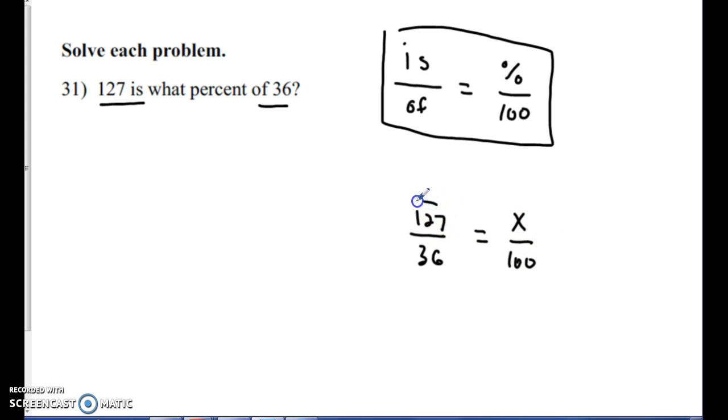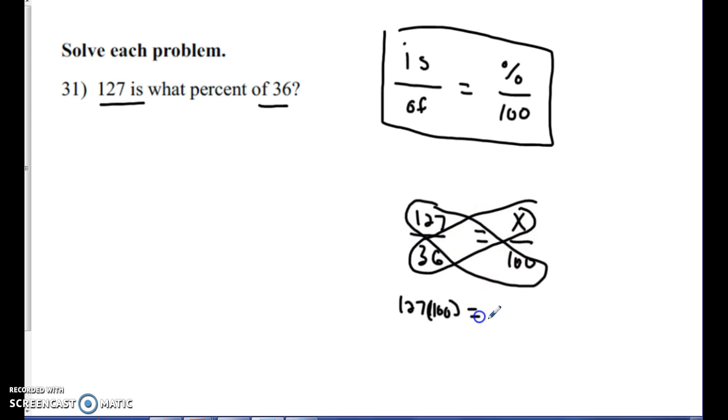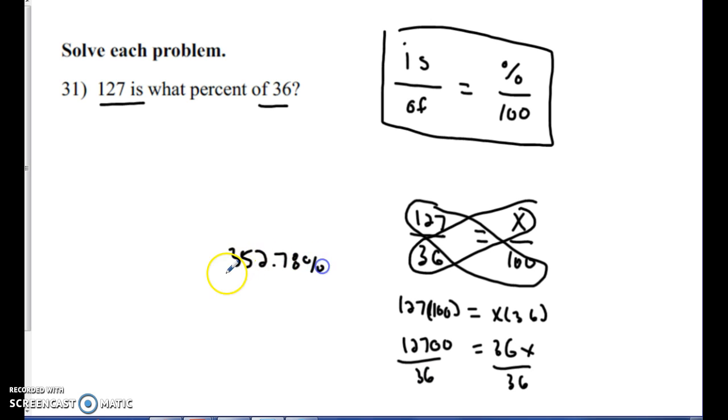The way we solve proportions is we cross multiply. So we're going to take 127 times 100, and then we're going to take x times 36. So I have 127 with 2 zeros equals 36x. When I divide both sides by 36, I got my percentage to be 352.78%. That's what I got x to be. Let's try another one. Let's look at number 32.